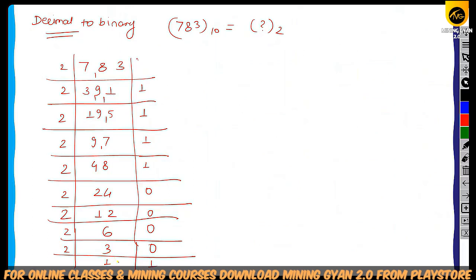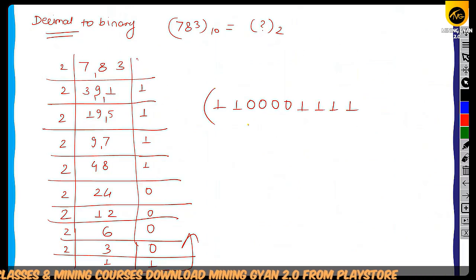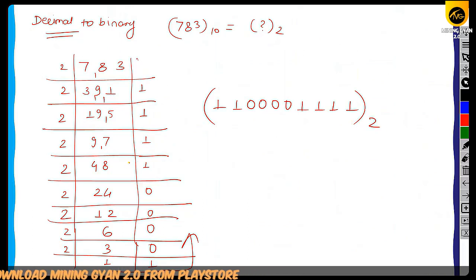So now the answer will be 1, again 1, then 0 0 0 0, 4 times 0, then 4 times 1, so 1 1 1 and 1. So this is the binary form of 783. Okay, so the answer will be 1 1 0 0 0 0 1 1 1 1.